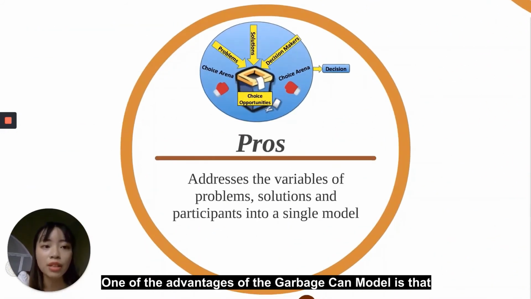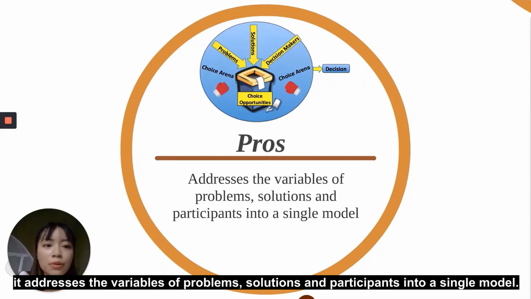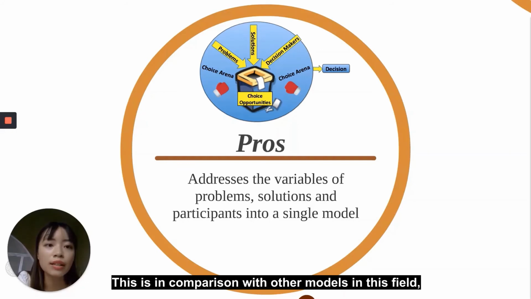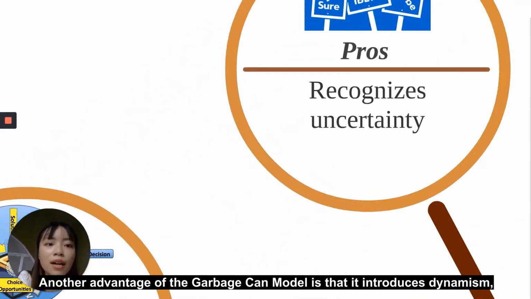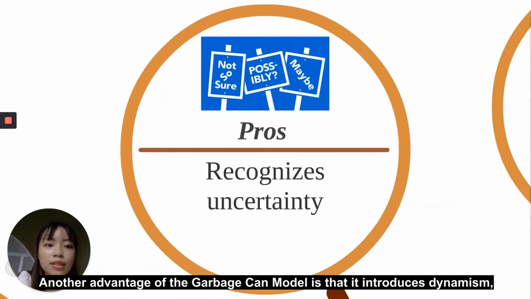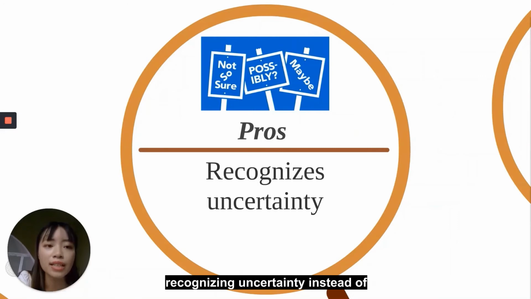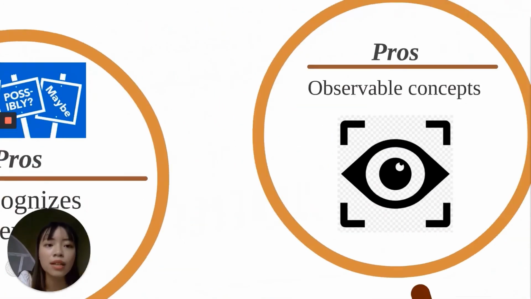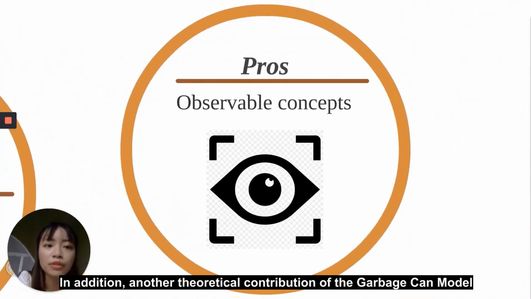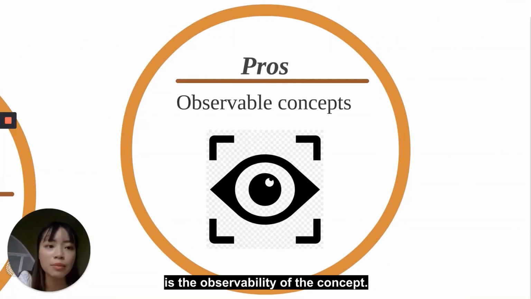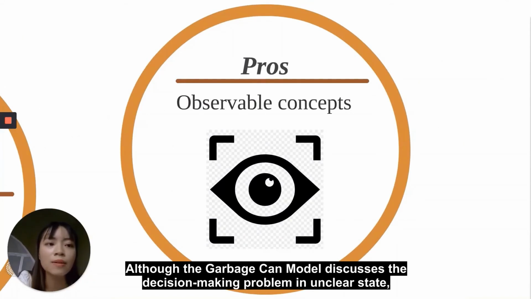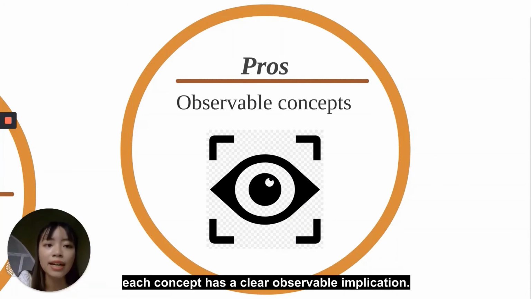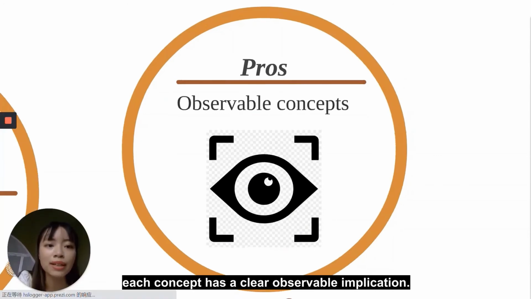One of the advantages of the garbage can model is that it addresses variables, problem solutions, and participants in a single model. This is in comparison with other models in this field which focus on variables in individual but disparate concepts. Another advantage of the garbage can model is that it introduces dynamism, recognizing uncertainty instead of rationality models, which do not factor in this element. In addition, another theoretical contribution of the garbage can model is observability of the concept. Although the garbage can model discusses the decision-making problem in an unclear state, each concept has a clear observable implication.